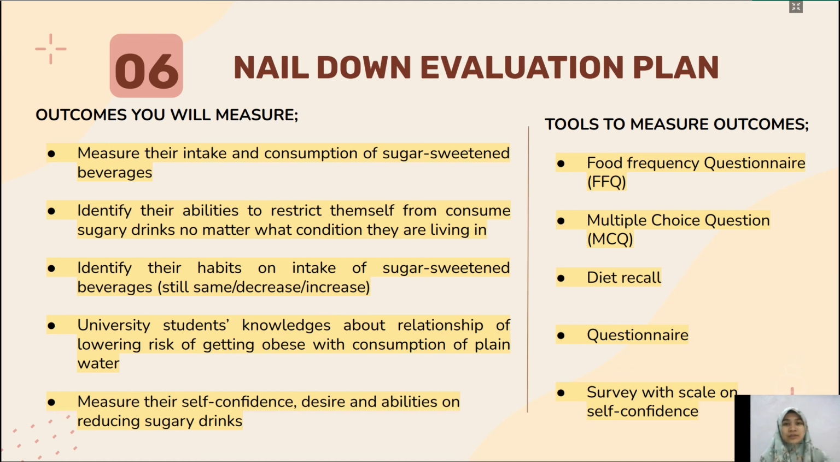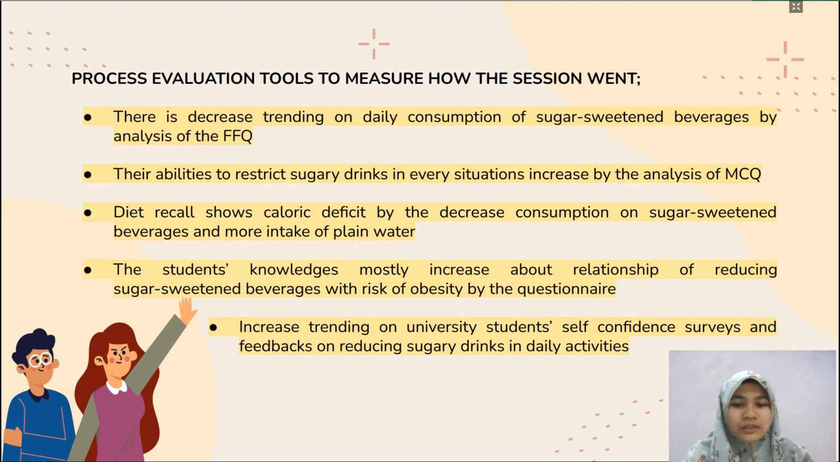Okay, tools that we use to measure the outcomes: we use FFQ, food frequency questionnaire. We use MCQ, multiple choice questions, a diet recall questionnaire, and a survey on self-confidence skills. Okay, now we will look at the process evaluation tools to measure how the session went. Number one, there is a decreasing trend in the daily consumption of sugar sweetened drinks via the analysis of FFQ. Number two, their abilities to restrict themselves from consuming sugar sweetened beverages also increase via the analysis of MCQ.